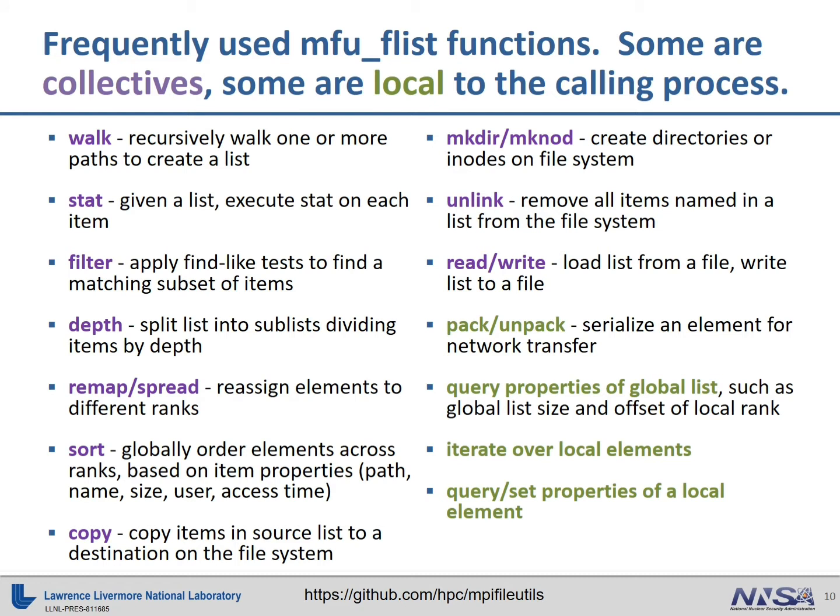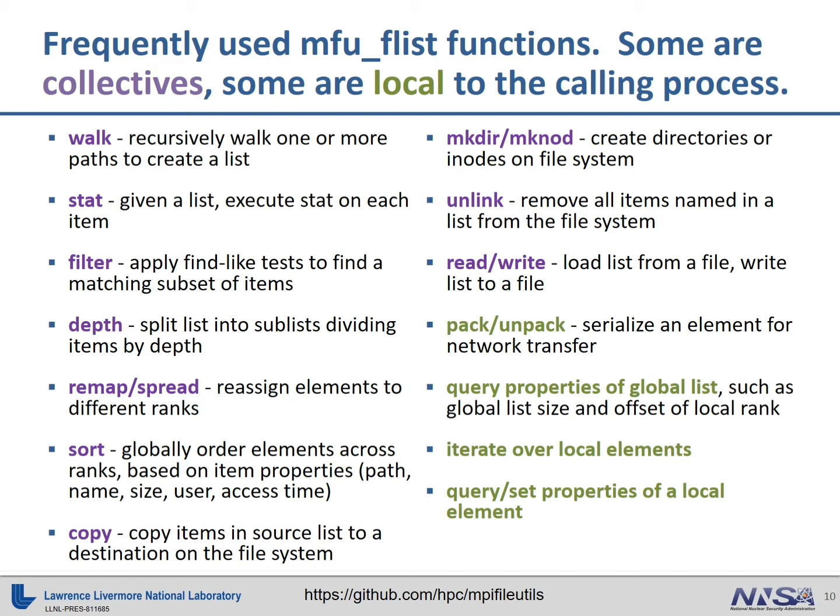Then we define a number of different functions that operate on an flist. Some of them are collective across the whole set of processes. Some of them are local to the process. On this slide, I'm showing some of the most frequently used functions. I've colored the collectives in purple and the local functions in green. Just to give you a sample of this, a walk I've already talked about. This is with libcircle, where you generate the list. Stat is another way to generate a list, where given a set of file names, you go out and stat them all. You can filter a list, so given an initial list, you apply a filter to it and end up with a subset.